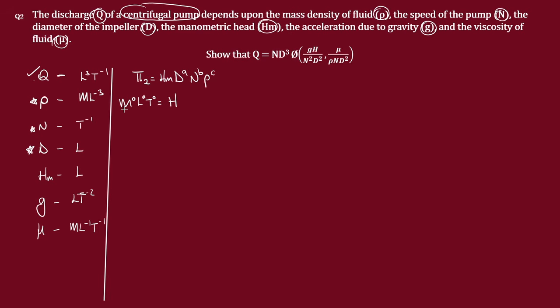So there are no exponents on the non-repeating variables, multiplied by D raised to power a. So D is the length, so that's L raised to power a, multiplied by N raised to power b. So N is per time, so that's T raised to power negative b, times rho raised to power c. So remember, that's our density, so that's M^c L^(-3c). Okay? H is a length, of dimensions L, so this is going to have to change to L. Gathering like terms together, we will end up with M to the c, L to the 1 plus a minus 3c, T to the negative b.